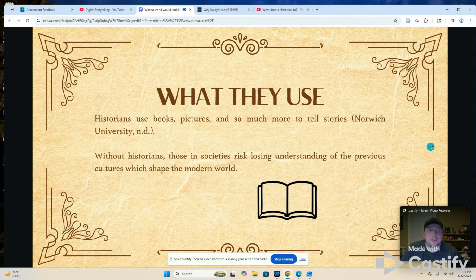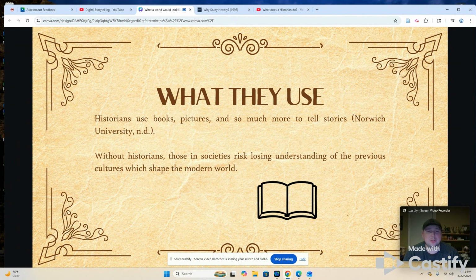What do historians use? Norwich University highlights that historians use a lot of different sources, primary and secondary sources, to tell stories. They utilize books, pictures, newspaper articles, census records. They also utilize diaries and letters and poetry and so much more. There's a long list of sources that historians can utilize to tell effective stories.